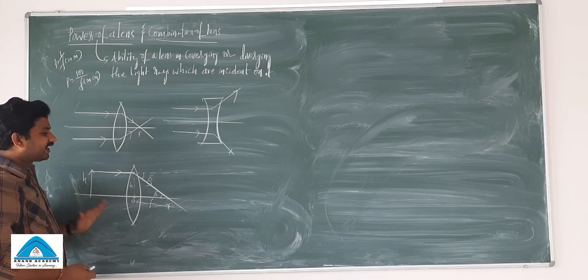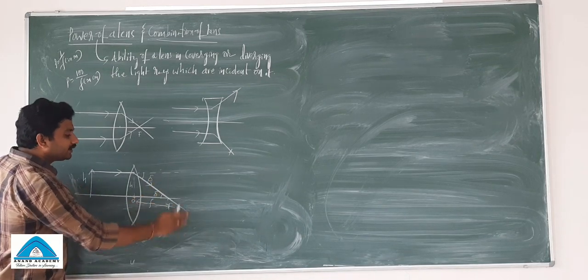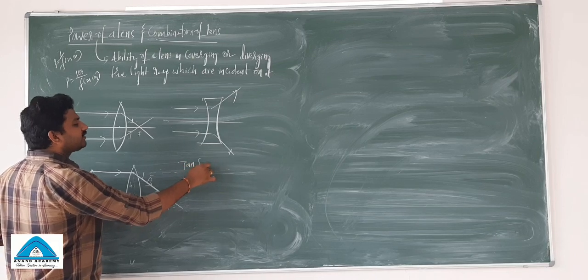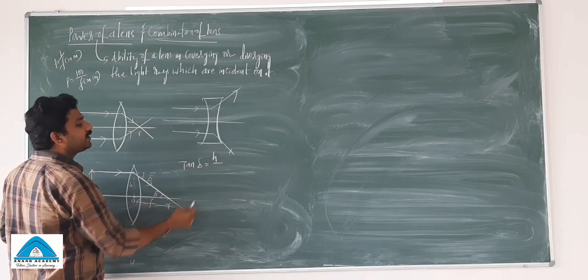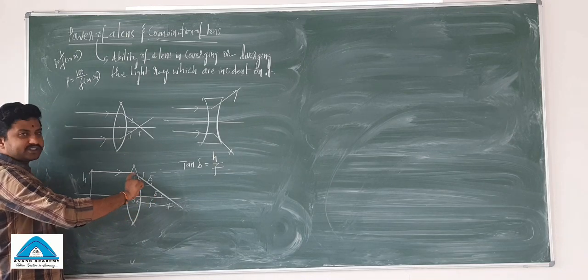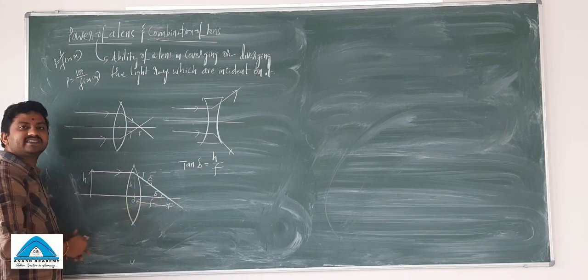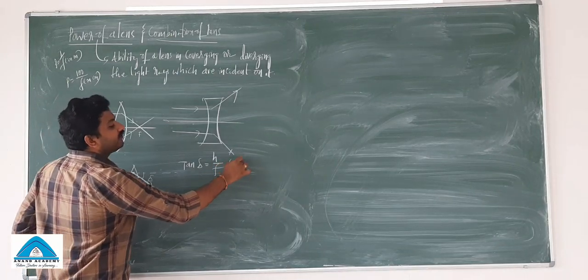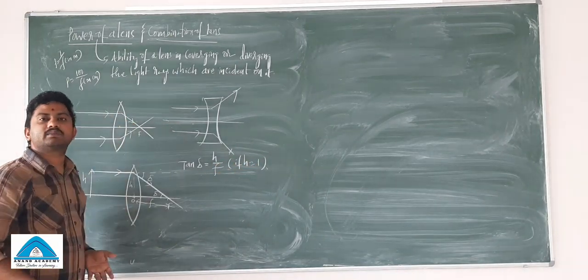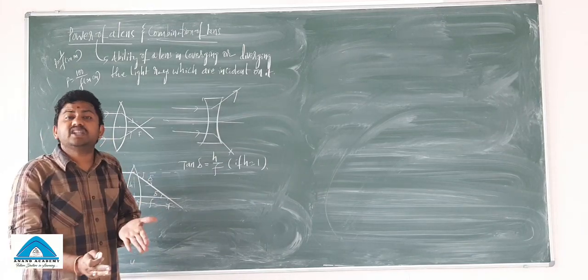And I can write an expression for tan delta here. So I am writing tan delta is equal to opposite side by adjacent side. So tan delta is equal to opposite side h, adjacent side f, right? So if your h value is 1 unit, that may be in meters or in centimeters, right?